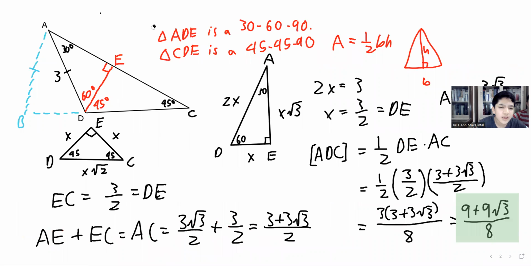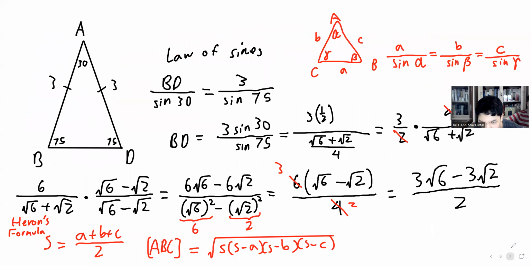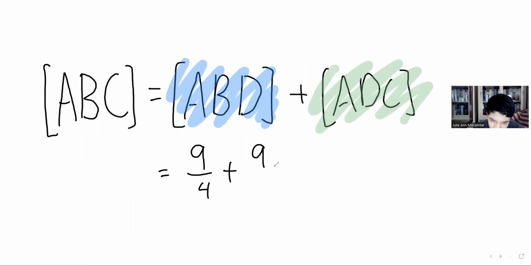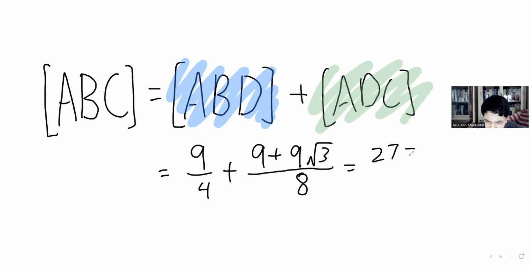Okay, so 9 plus 9 square root of 3 over 8, plus 9 over 8. Anyway, I made a mistake already. It's ruining the moment. Okay, so 18 plus 9 is 27, plus 9 square root of 3, over 8. Is this all we can get? Yes, this is all we can get.